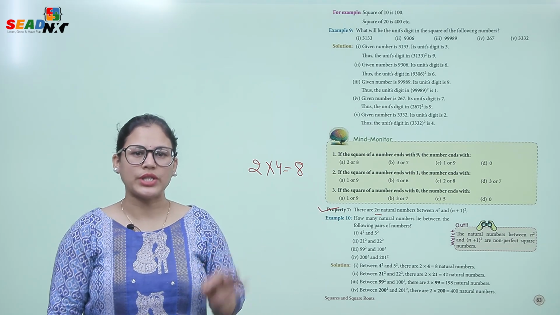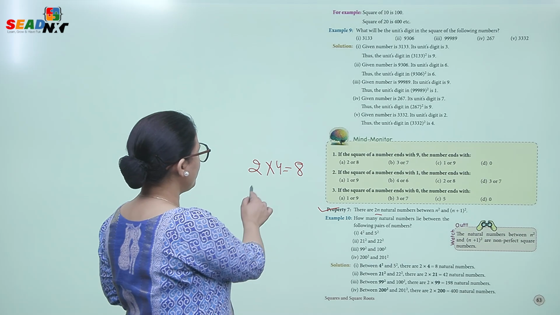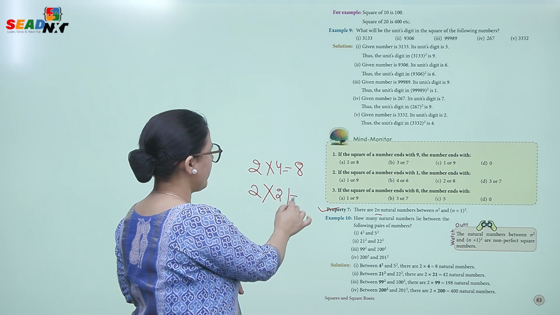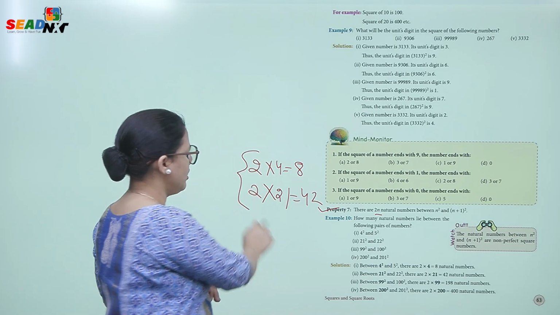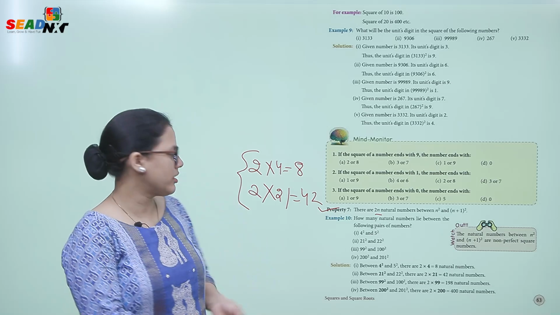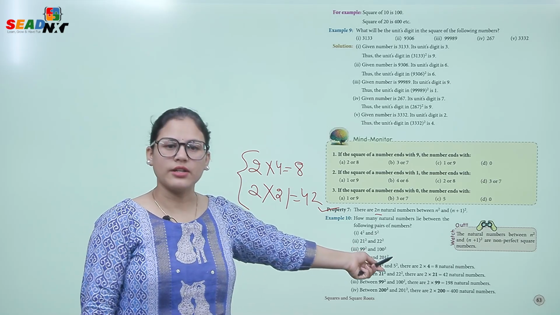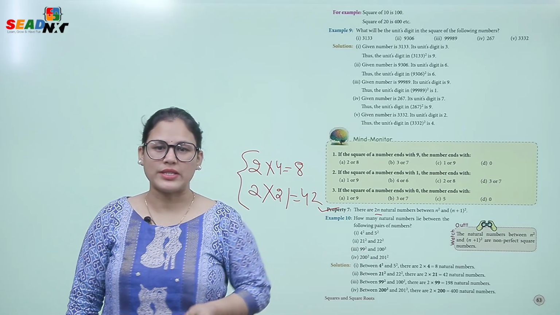And between 21 square and 22 square, what will you do? 2 into 21, you will multiply, 42 natural numbers. Okay, so similarly you will find out the natural numbers between 99 square and 100 square, and 200 square and 201 square. Okay.